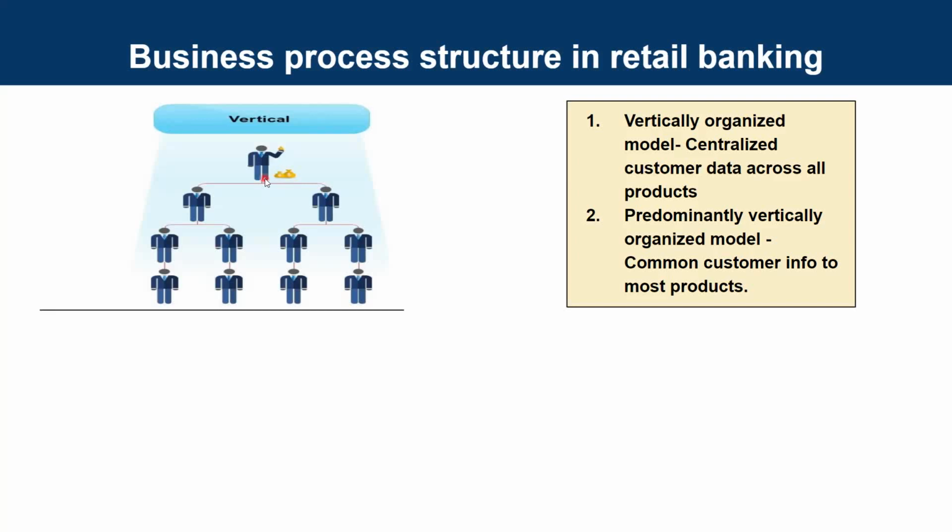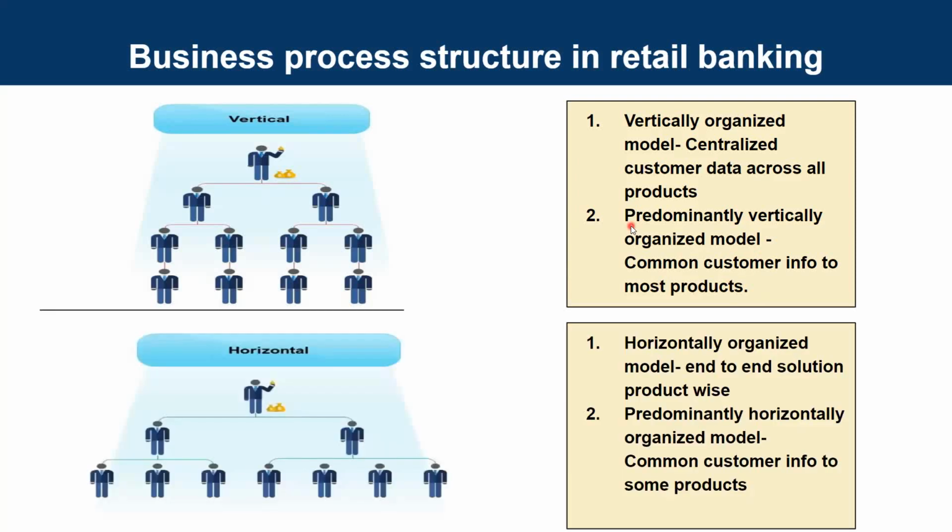Here, we will also learn something called a predominantly vertically organized model. Here, what happens is the common customer information is available to most of the products, which will enable us to do cross selling and upselling. So, what do you mean by cross selling and upselling? We'll be looking at it in the next chapters.